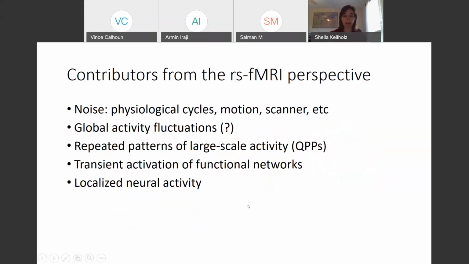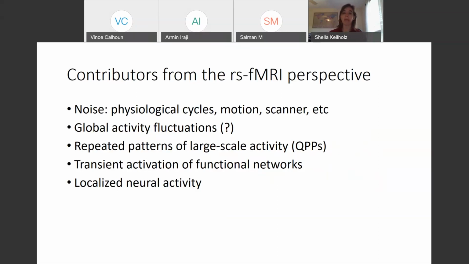So I want to flip perspectives now and talk about this from the perspective of what we can see in resting state fMRI. And of course, there's a lot of noise in resting state fMRI. We know that respiratory and cardiac cycles contribute to fluctuations in the brain. Motion is a big problem. We get scanner noise. We might have noise from the reconstruction that we use to put the images together, depending on what type of image acquisition we do. So I'm more or less going to ignore those for today. I mean, that's a big component, but it's not the only thing that's in the signal.